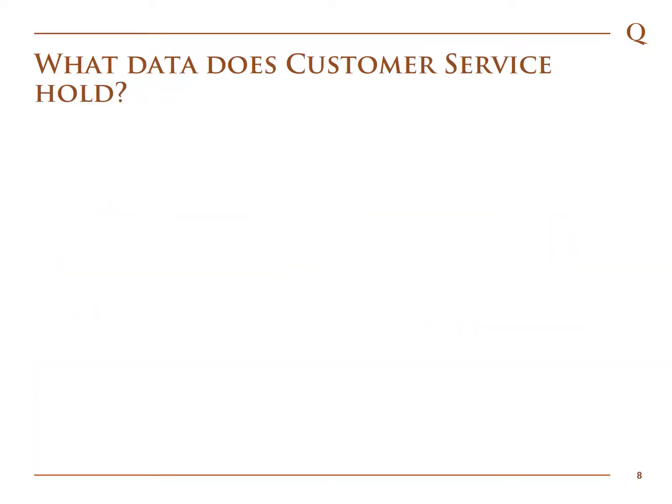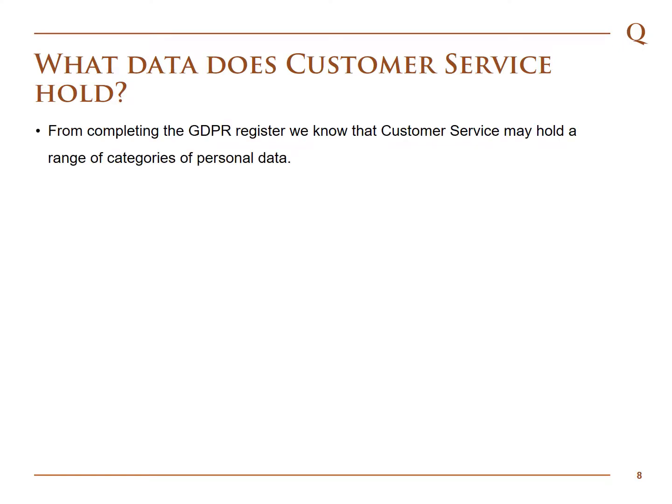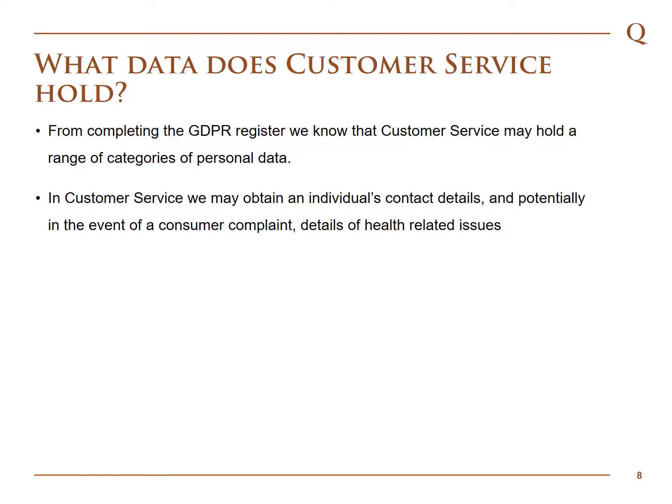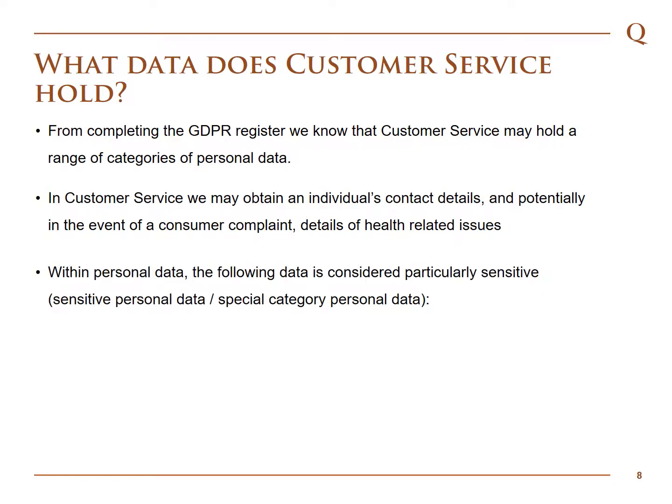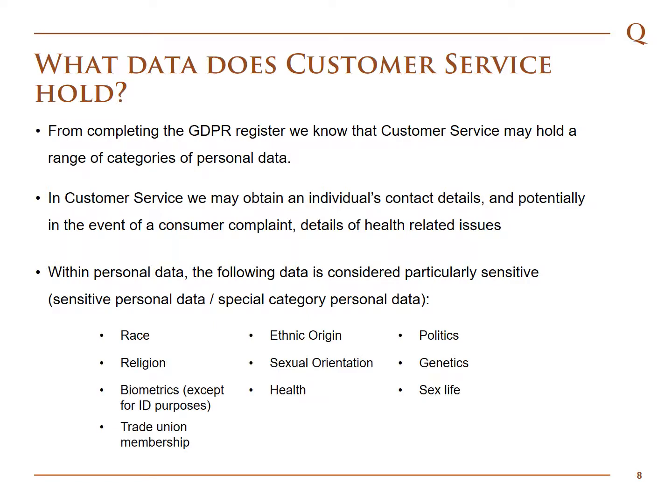What data is customer service likely to hold? From completing the GDPR register, we know that customer service may hold a range of categories of personal data. In customer service, we may obtain an individual's contact details and potentially, in the event of a consumer complaint, details of health-related issues. Within personal data, the following data is considered particularly sensitive, and this may be called sensitive personal data or special category personal data, and this includes race, religion, biometrics, trade union membership, ethnic origin, sexual orientation, health, politics, genetics and sex life.